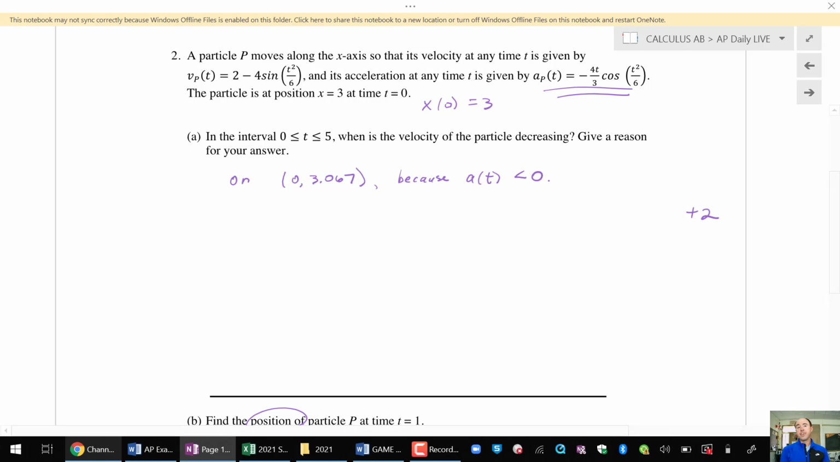So review the calculator keystrokes using the TI: Math 9 for definite integral values, and then Math 8 to find derivative values at a given point.